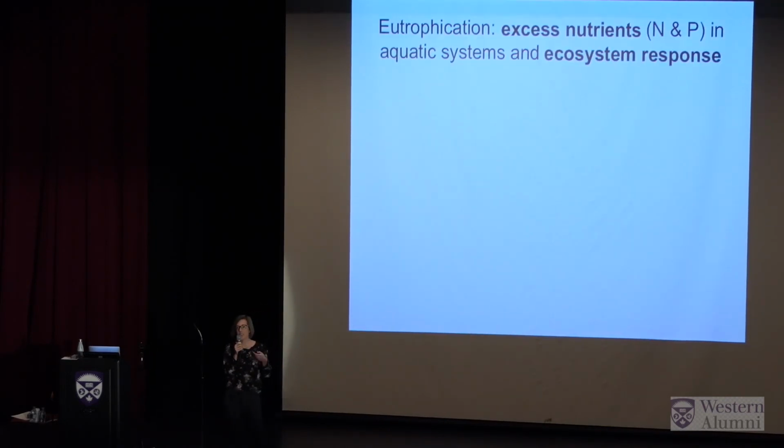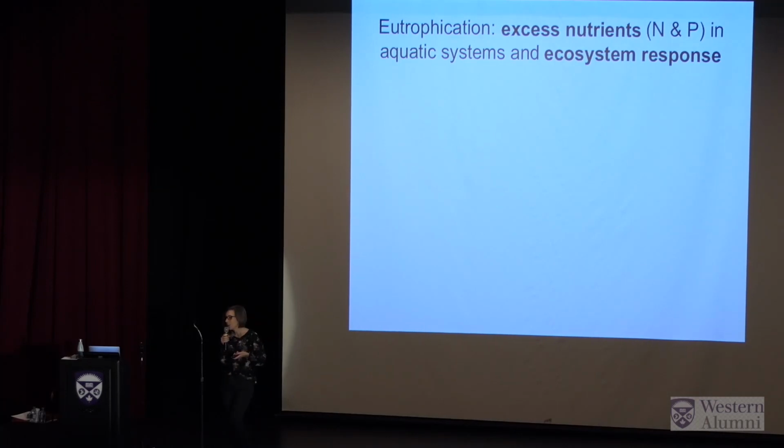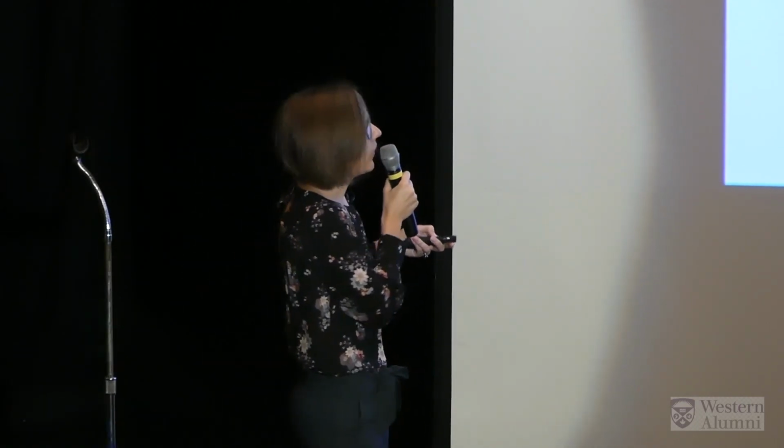It's a problem that we've known about since the 70s. So what is eutrophication? I keep using that word. It's excess nutrients, too many nutrients, in aquatic systems and the ecosystem response. So the nutrients that we're talking about are nitrogen and phosphorus. These are things that living organisms need, but eutrophication is talking about having too much of them.